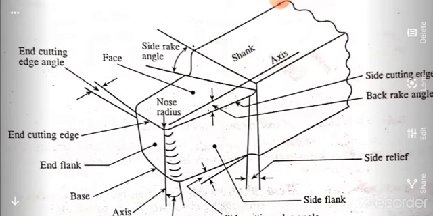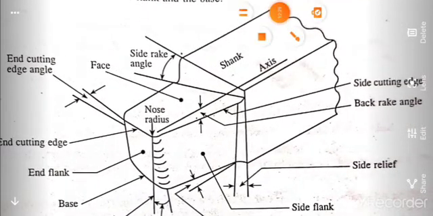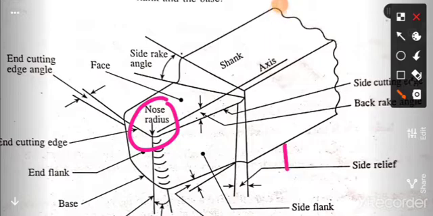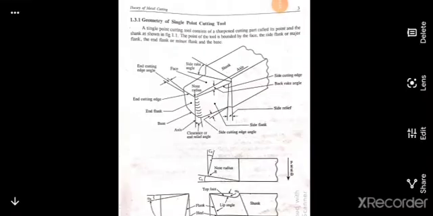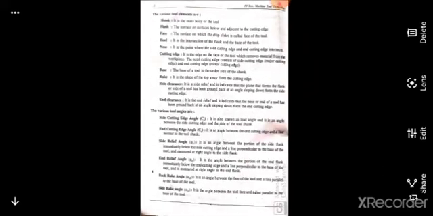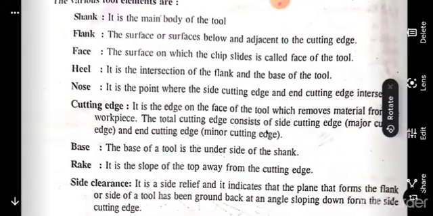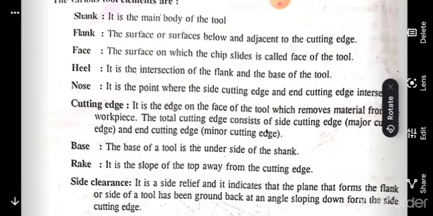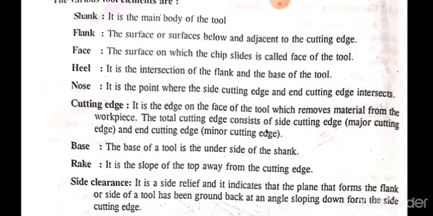Then comes the nose radius. This is the nose radius, and the same thing is explained here. What is the nose? It is the point where the side cutting edge and end cutting edge interact. You have to compare with the diagram, where the different terms are given. So the nose is created where the side cutting edge and end cutting edge meet.